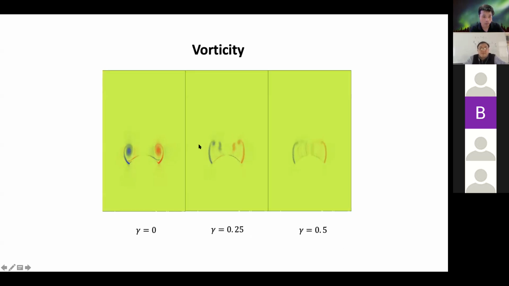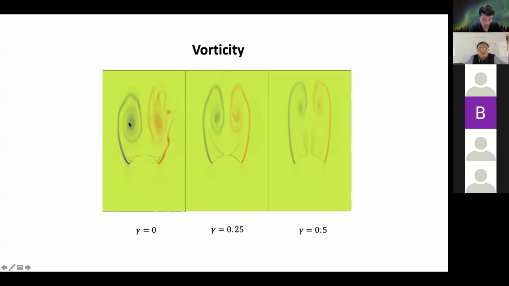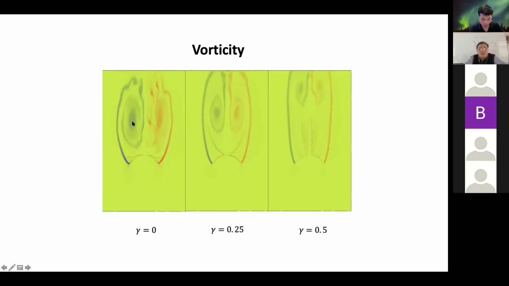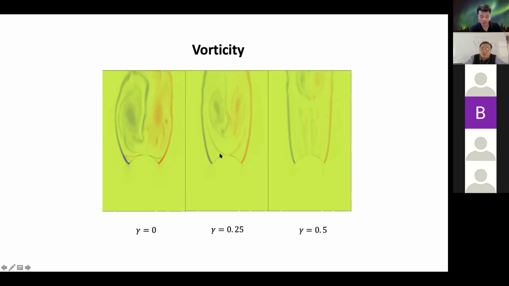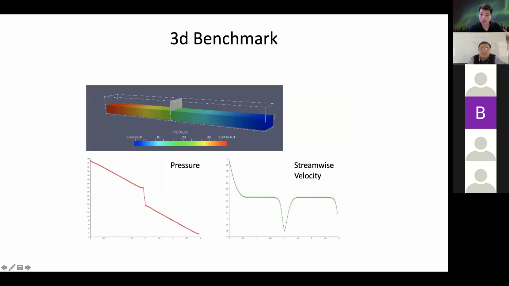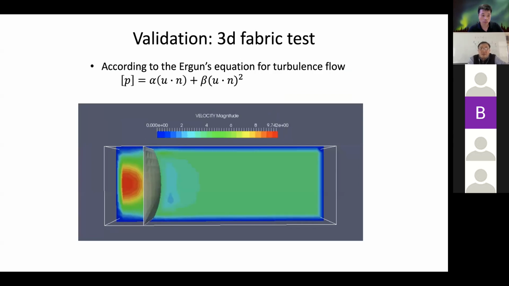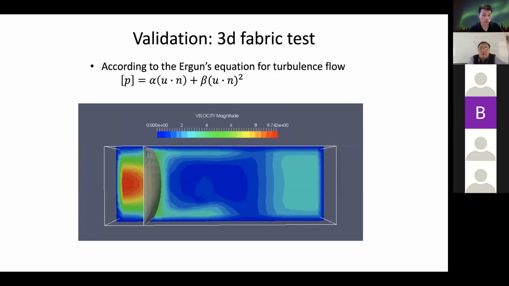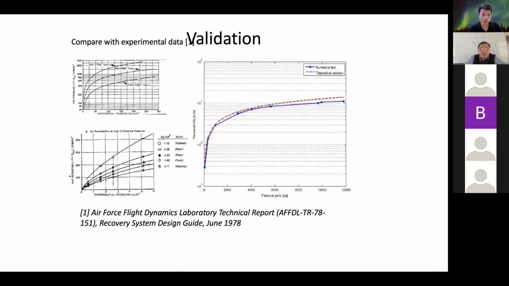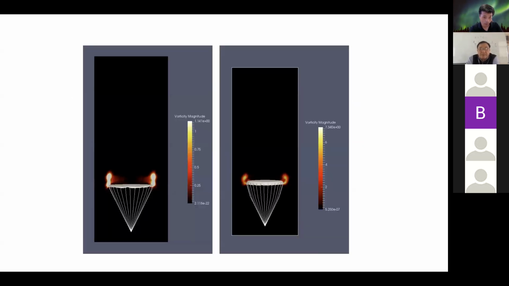And this is the vorticity. You can also see that the wake flow of this one becomes unstable. This is a two-dimensional simulation. We also have three-dimensional simulation. This is a benchmark test of the three-dimensional fabric interface, and we compared with experiment, and the model gives quite good agreement with experiment.